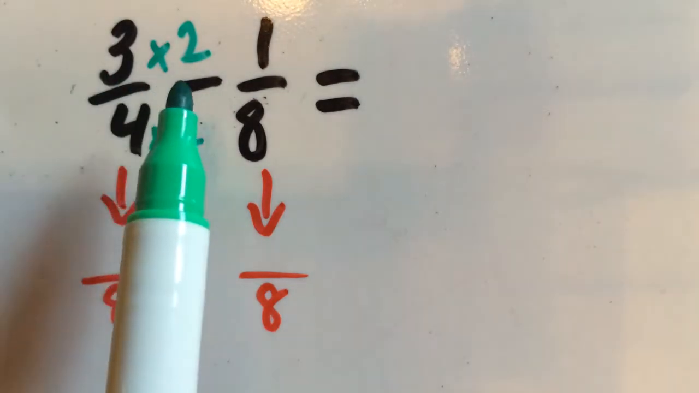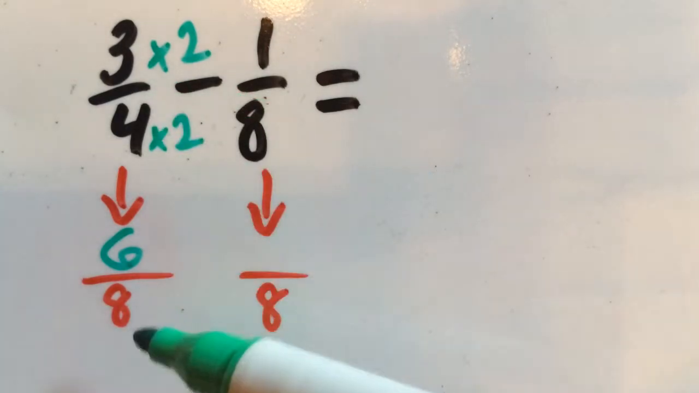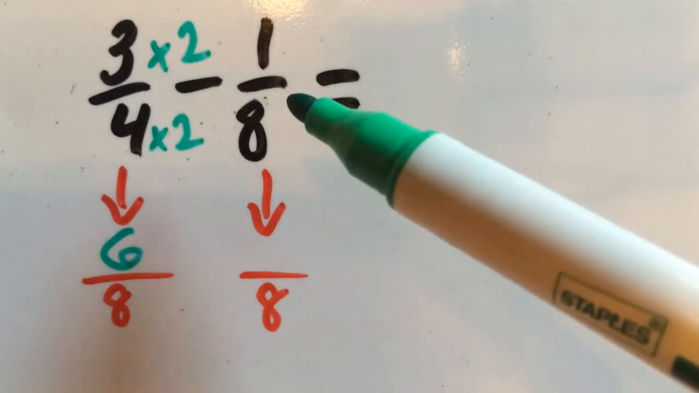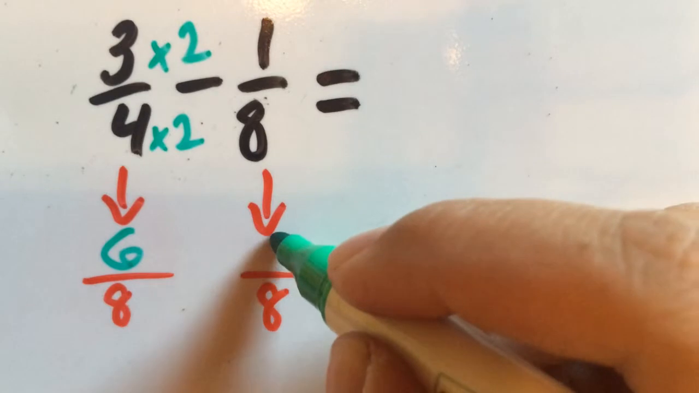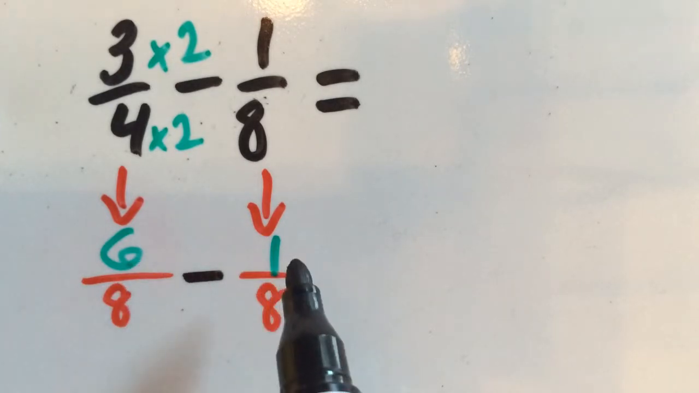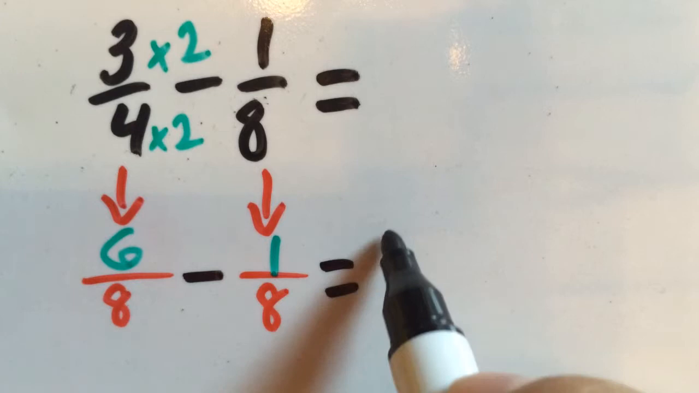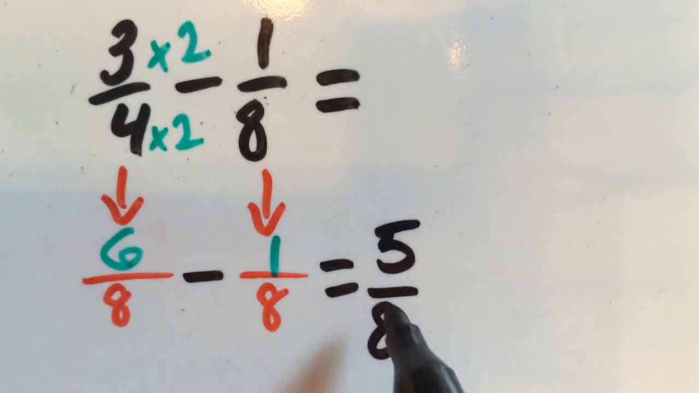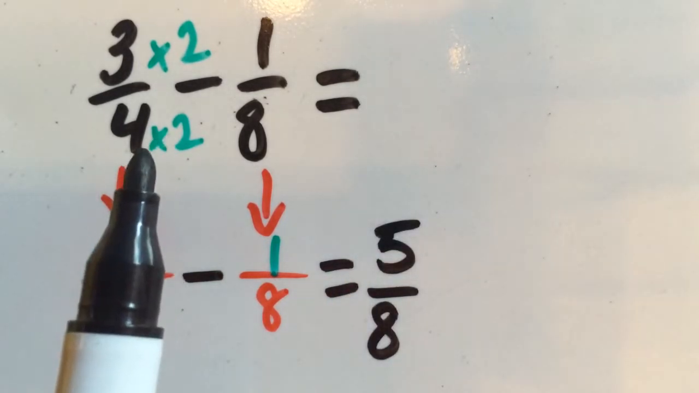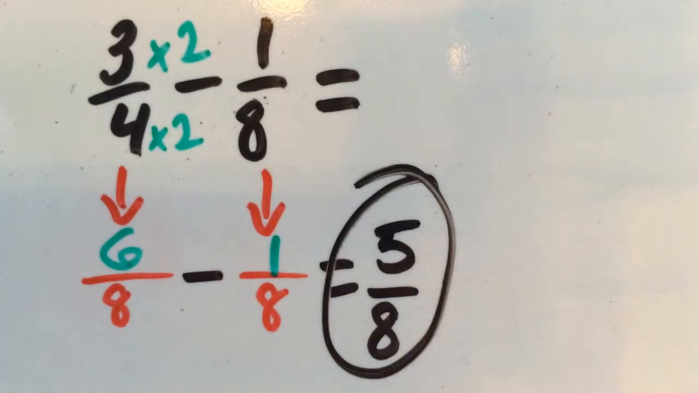3 times 2 is 6. So 3/4 equals 6/8. The other one is already an 8, so I don't need to change that one at all. The operation we're doing is still subtraction. So let's do it. 6 minus 1 equals 5. 6/8 minus 1/8 equals 5/8. Or 3/4 minus 1/8 equals 5/8. They both mean the same thing.